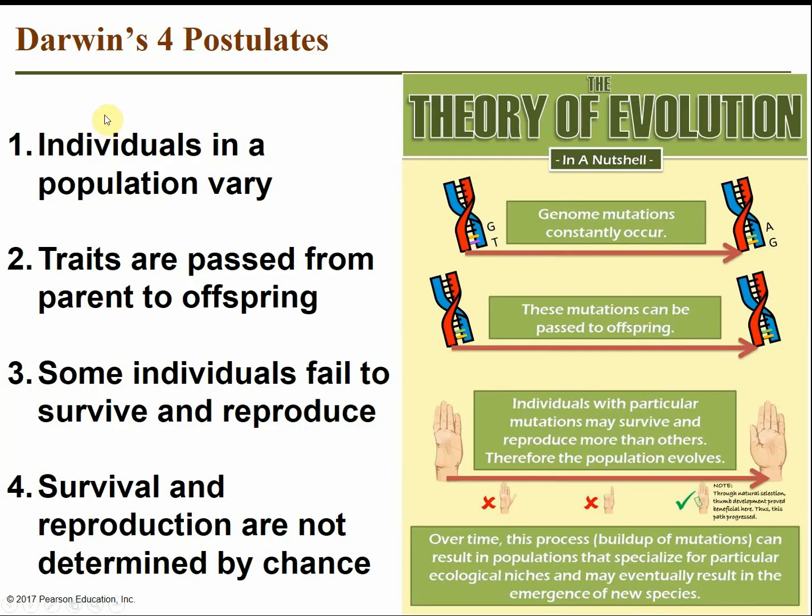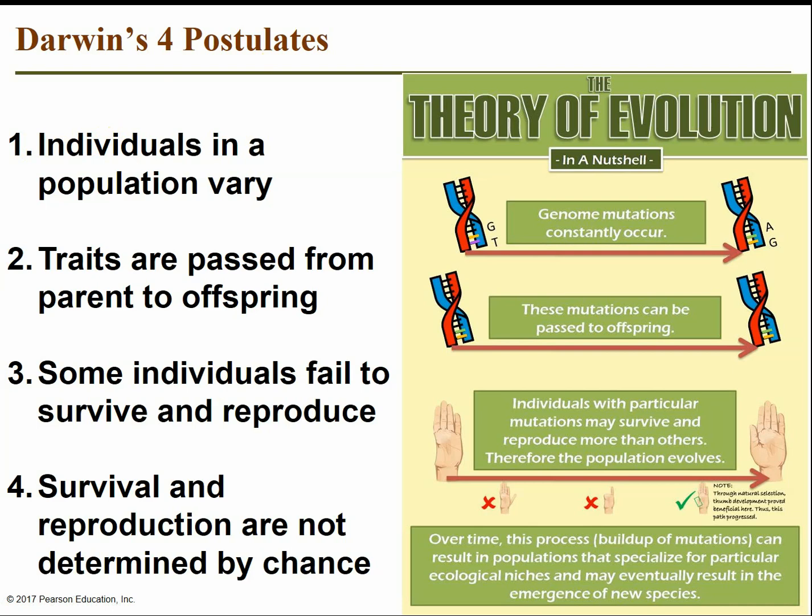So the theory of evolution by natural selection that Darwin came up with rests on four postulates, or four underlying principles. Number one is that individuals in a population vary. We already know this. Even in humans, we're all the same species, but we're all different. We're all unique. There is wide variation.